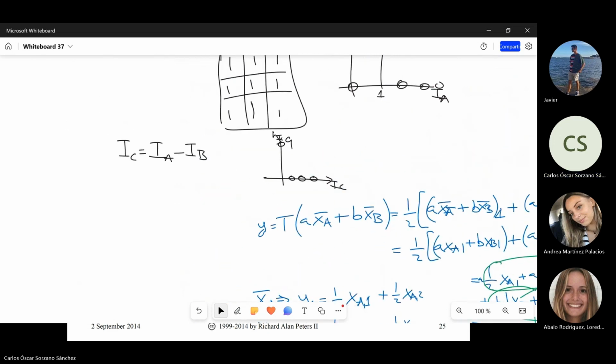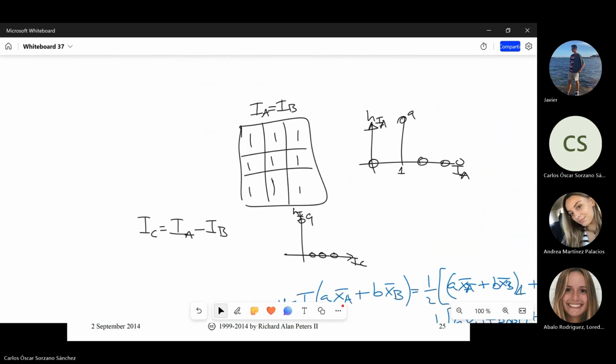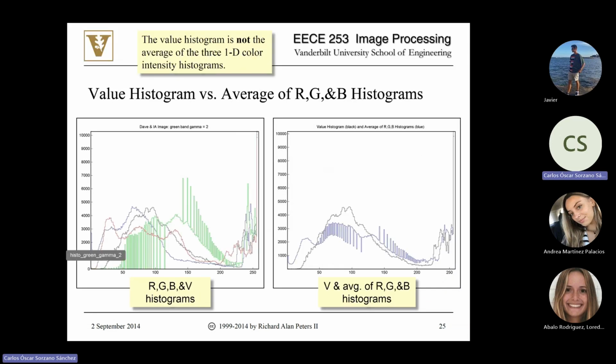If making a histogram is linear, then the histogram of C should be the histogram of A minus the histogram of B, but that is zero all the time. But the histogram of C is not zero all the time, it's this one. So yes, histograms are non-linear operators.